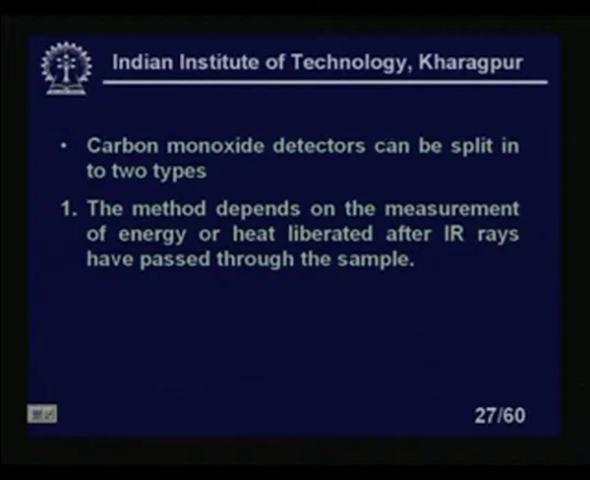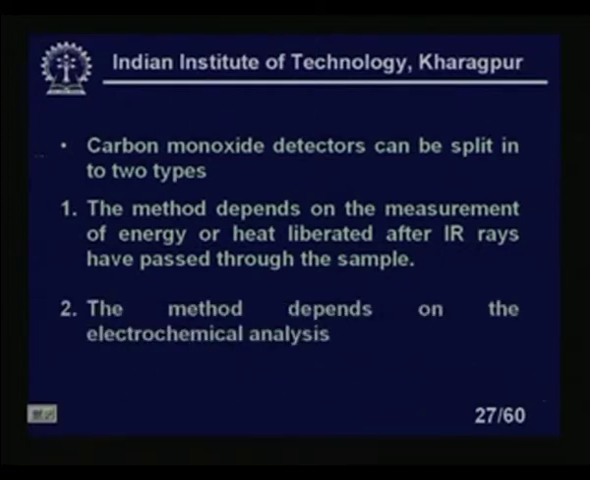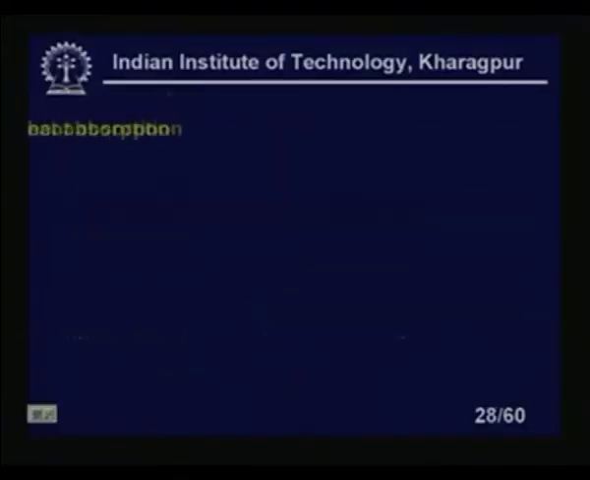Carbon monoxide detectors can be split into two types. One method depends on the measurement of energy or heat liberated after IR rays have passed through the sample. The next method depends on electrochemical analysis. These are the two methods: one is the optical method and the other is the electrochemical method, right.